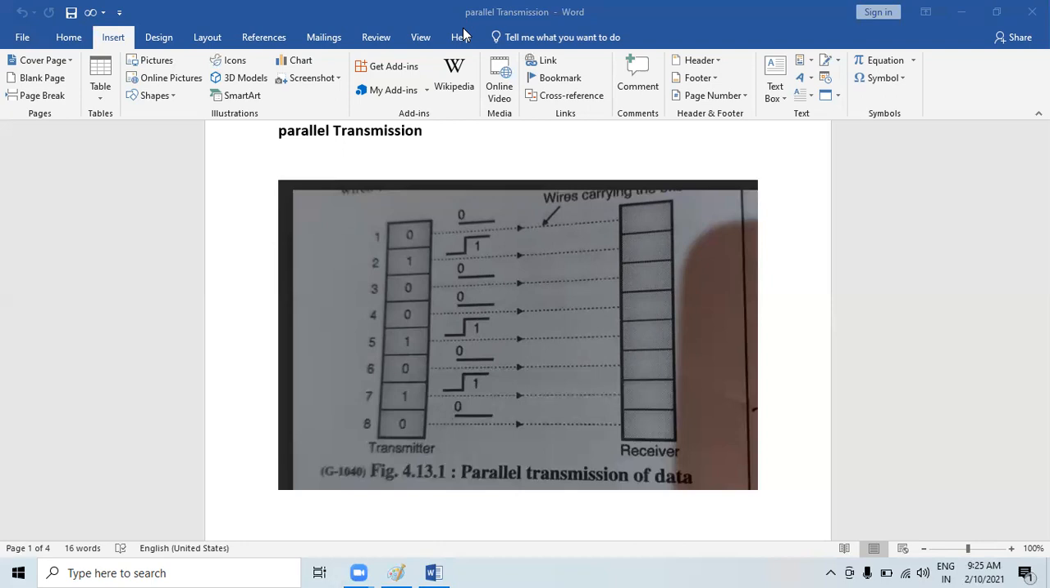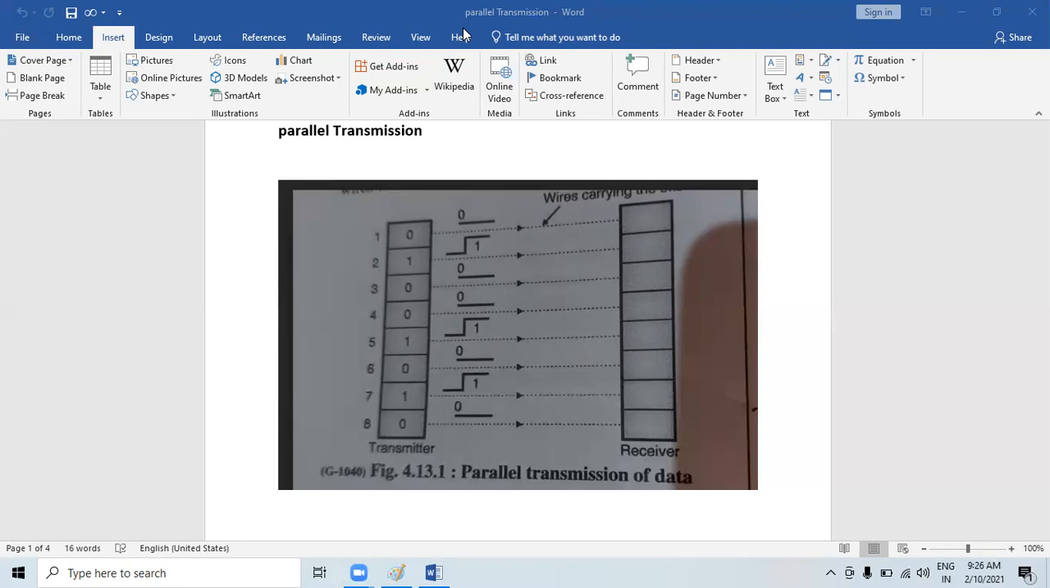For example, parallel transmission takes place between a computer and its printer. This type of transmission requires multiple wires, right? So parallel transmission is possible practically only if two devices are close to each other. The example is a computer and printer.